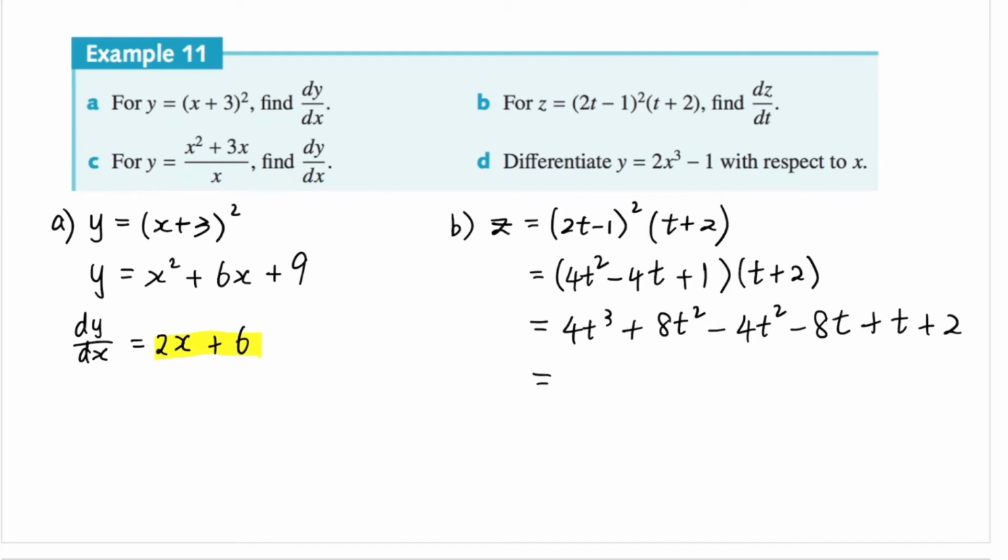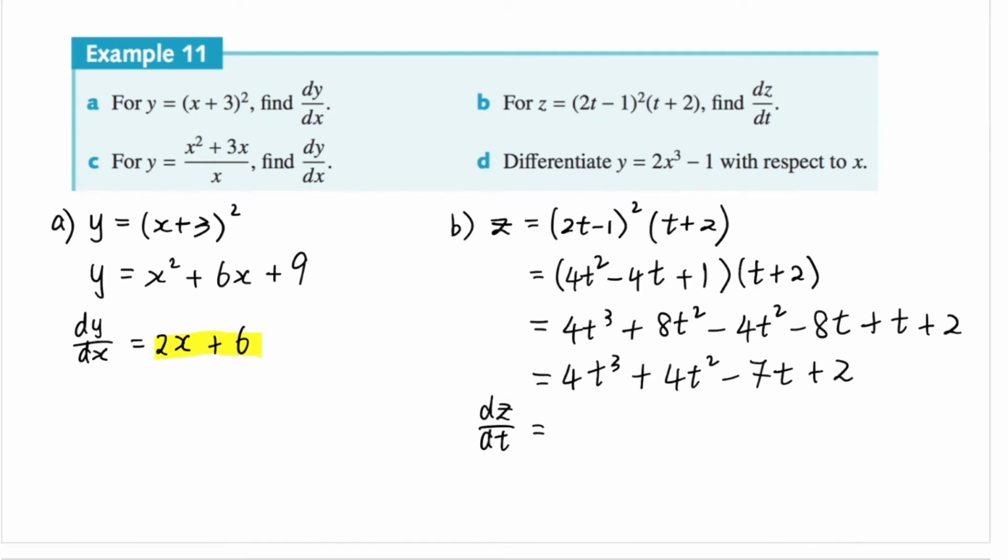Now let's try to simplify by collecting like terms. We have a 4t cubed, and we have 8t squared minus 4t squared, so we have 4t squared left. We have negative 8t and 1 positive t, which becomes negative 7t. We also have the plus 2 in the end. And now let's find dz over dt.